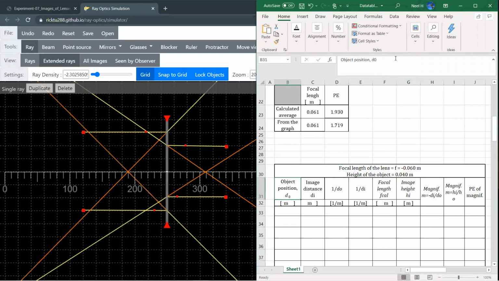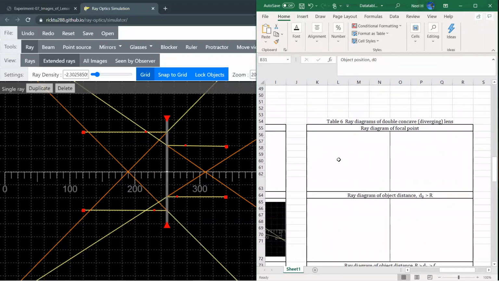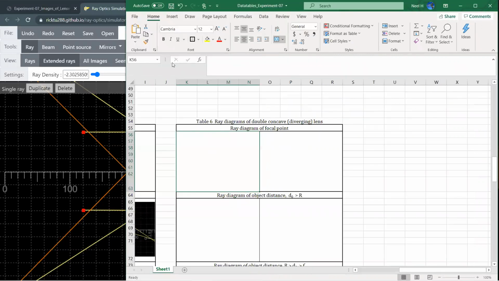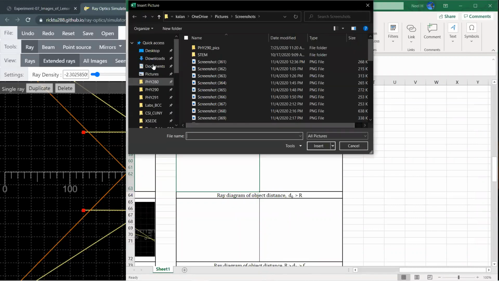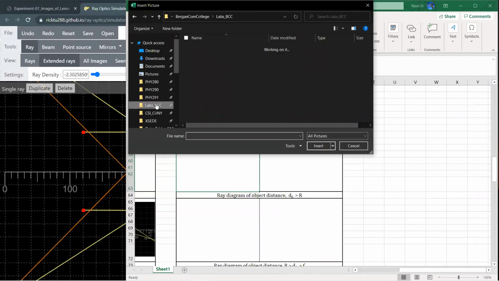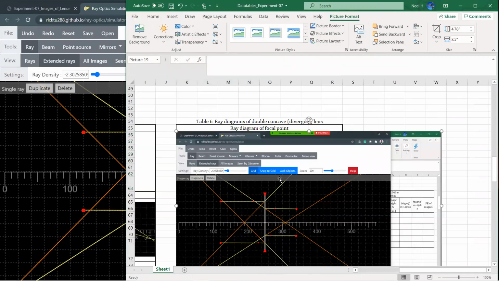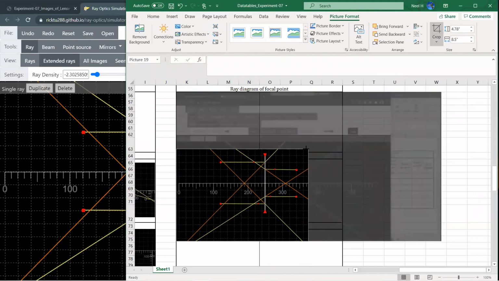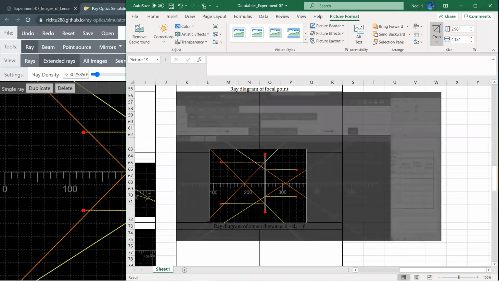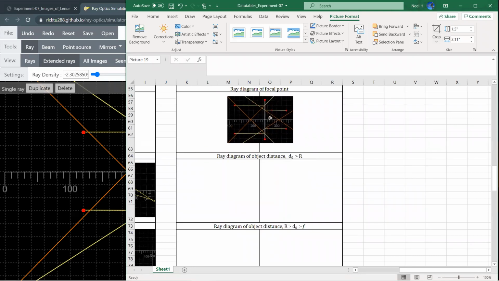Okay, and all those ray diagrams should go into table number 6. Let's insert that in here. It should go here.